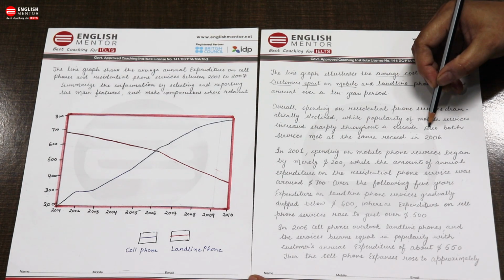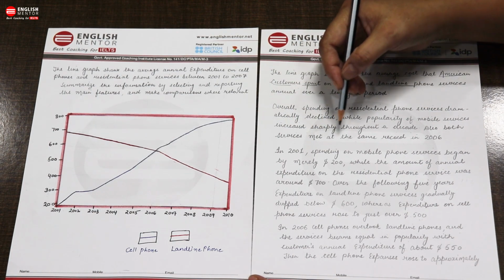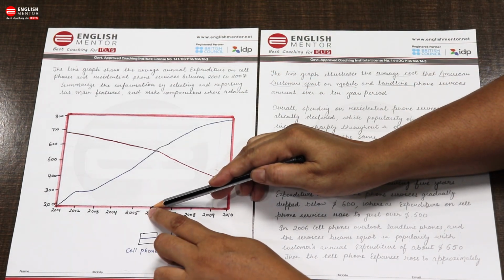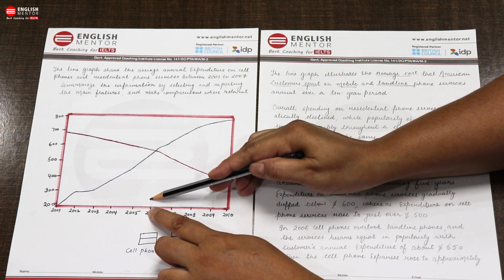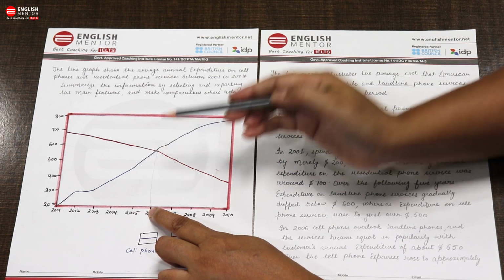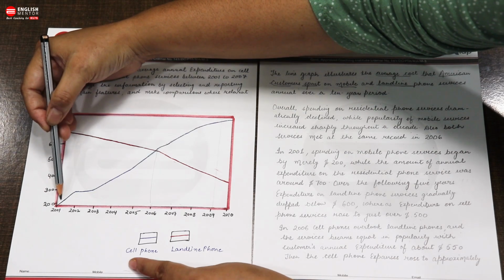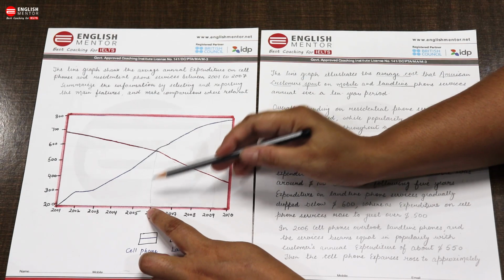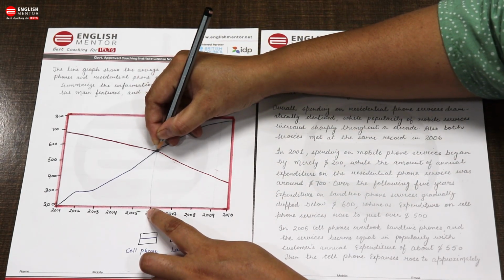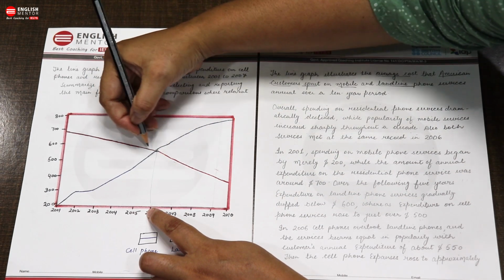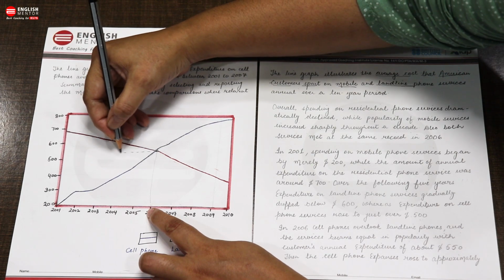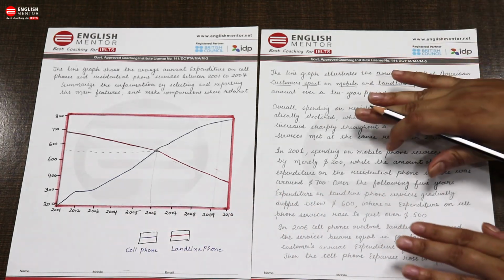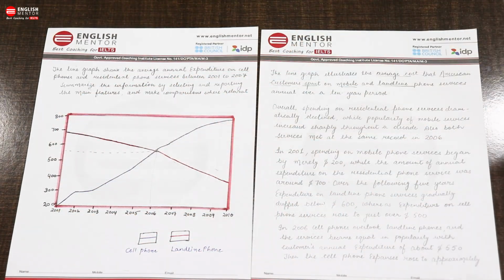Also, both the services met at the same record in 2006. This is 2006. If we just see here, cell phone services and residential phone services both met at a point, and that point was the year 2006, and the amount which can be merely observed was approximately 550. Clear? So this was about the overall of this line graph.